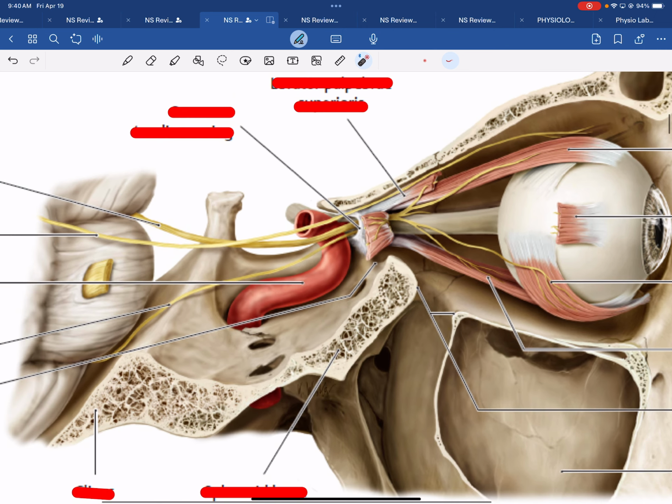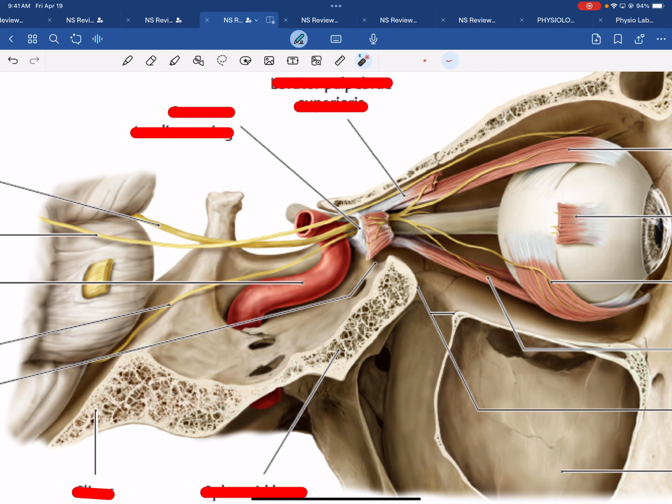So let's follow this one. Which one is this again? Good, trochlear. So here it is, and it goes, good, right? So it innervates the superior oblique muscle. Good. And what about the last one? Good, abducens. What does it innervate? Good, the lateral rectus. So it goes in, and then you can see some of the branches here, right?